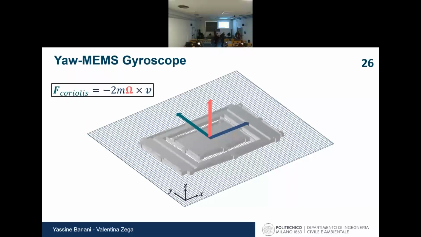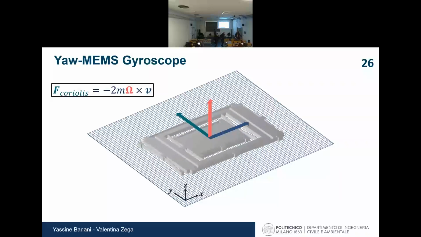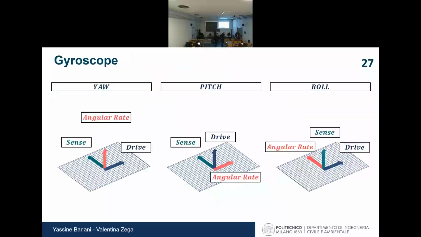And this is to show how this quantity, in this expression, we have a vector product, which means that these three quantities are perpendicular to each other. So we have the Coriolis force, the motion that we impose, and the axis around which the system is rotating. Okay? So if we want to compute the rotation around the z-axis, we need to have both the sensing and the driving motion in the plane. So the mass has to move along x and y. And this is what we call a yaw gyroscope. So we're measuring the rotation around the z-axis.